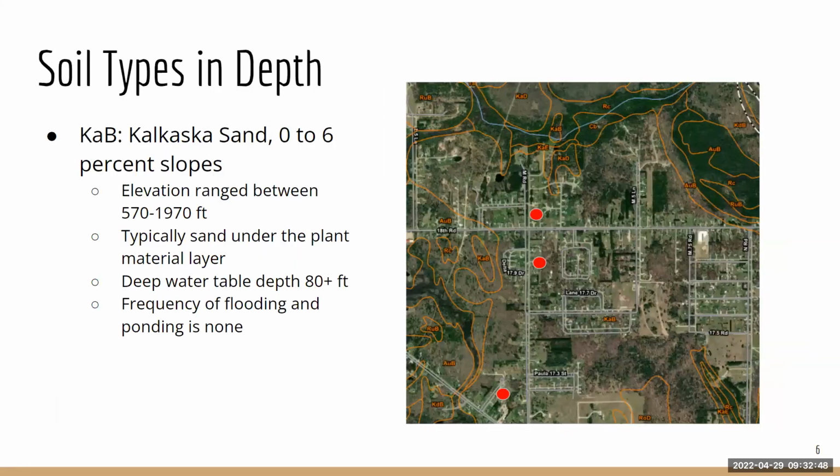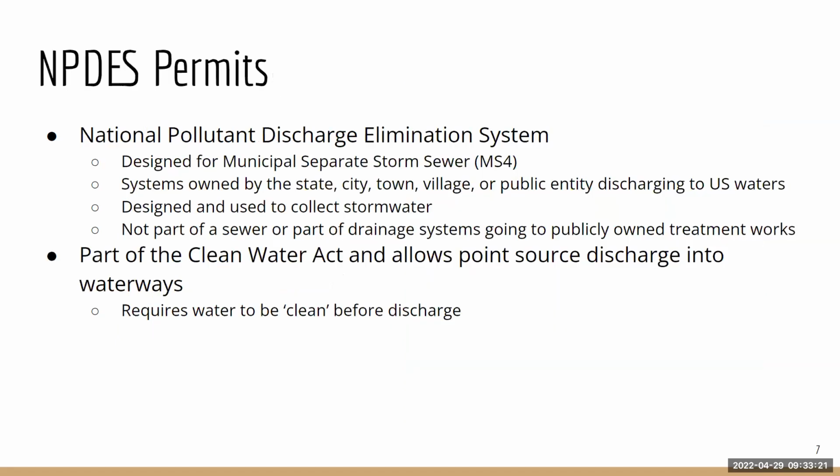So looking into the soil types in depth, as you can see, our three proposed well locations are the red dots there, and they're all located in a Kalkaska sand region. The characteristics of this soil type are typically elevation between 570 feet to 1,970 feet. Typically, after the organic plant layer, it's all sand, and it typically has a deep water table depth of 80 feet, and the frequency of flooding and ponding is none. However, due to that hard pan layer, that is where they're experiencing their flooding issues.